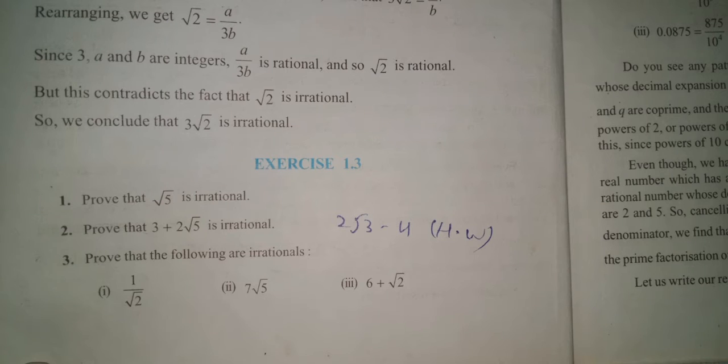Exercise 1.3, question number 1. Prove that root 5 is irrational. In this question, we have to prove that root 5 is an irrational number.